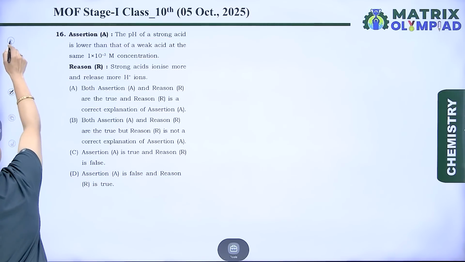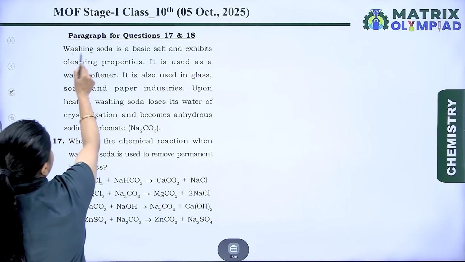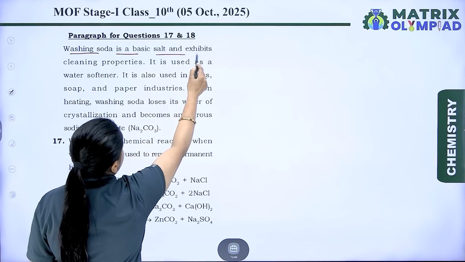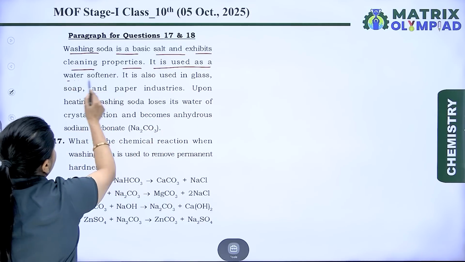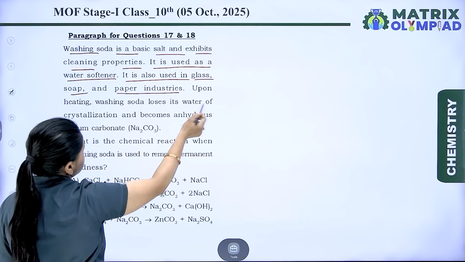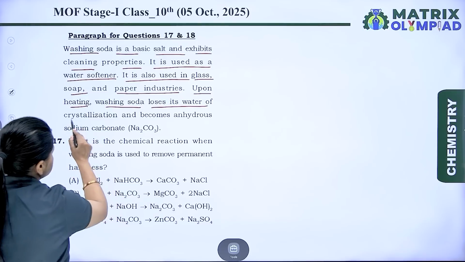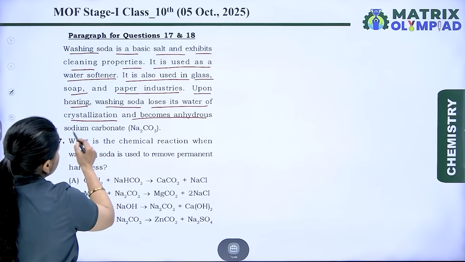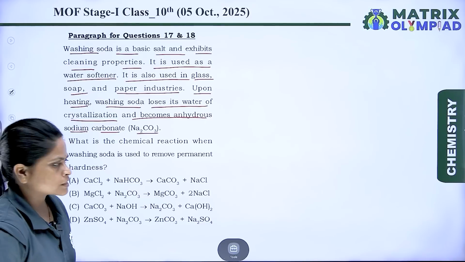Next, paragraph based questions 17 and 18. Washing soda is a basic salt and exhibits cleaning properties. It is used as a water softener. It is also used in the glass, soap and paper industries. Upon heating, washing soda loses its water of crystallization and becomes anhydrous sodium carbonate.